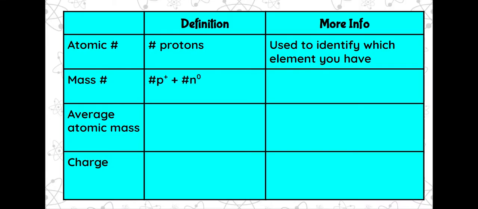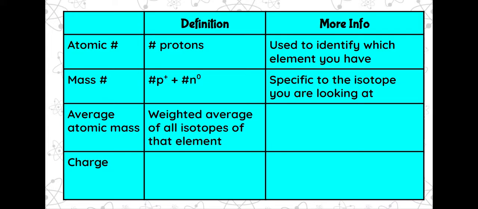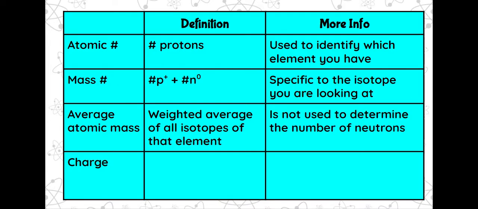The mass number is the number of protons and the number of neutrons within the nucleus. So it's the mass of the nucleus. It is specific to the specific isotope you are looking at that time. We'll talk about isotopes in a minute. The average atomic mass is the weighted average of all of the isotopes of that element, and it's what you see on the periodic table. We do not use the average atomic mass as mass number. They are not the same thing. Because it is not the mass number, we cannot use it to find the number of neutrons.